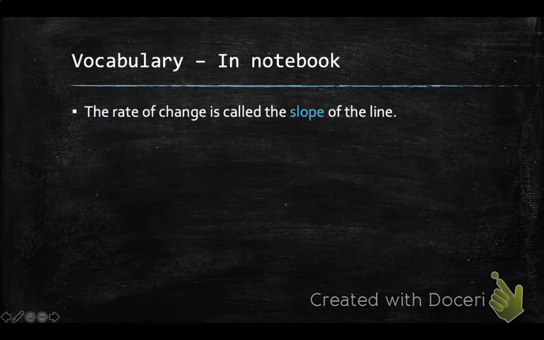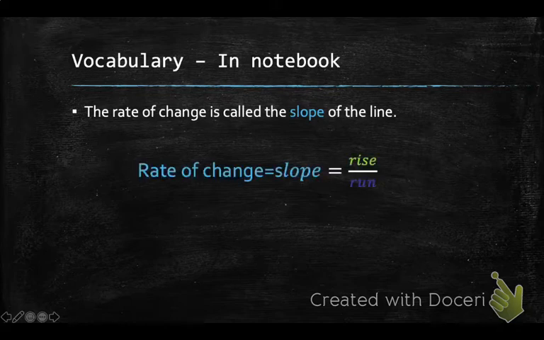The rate of change is also called the slope of the line. And the rate of change slope is rise over run. And rise, if you think about it, if you're going up, that's going in the y direction, or down is in the y direction. And run, left or right, is in the x direction. So that's why y goes on top and x goes on the bottom.